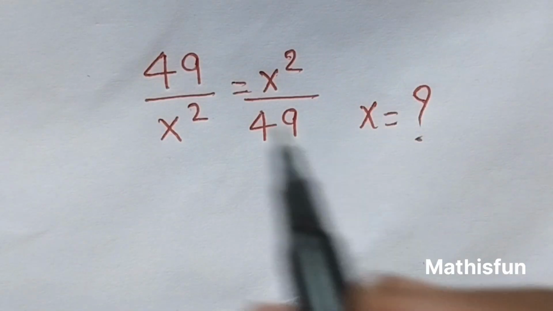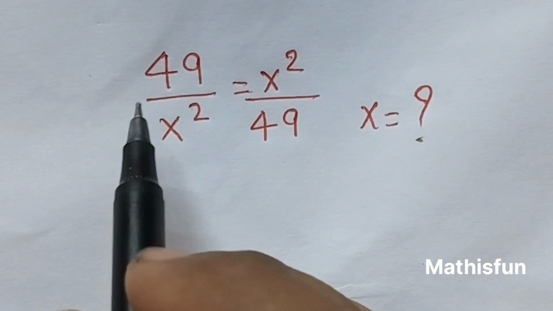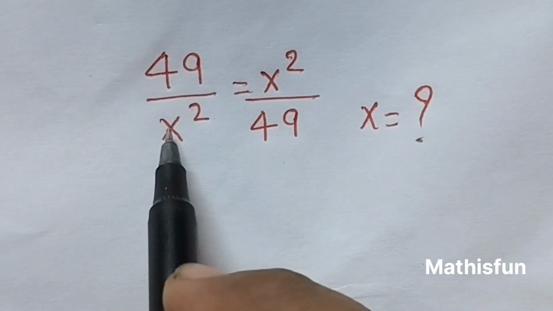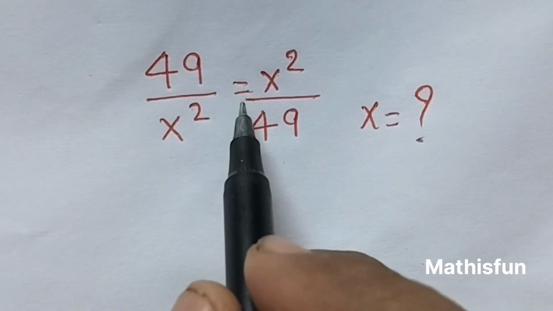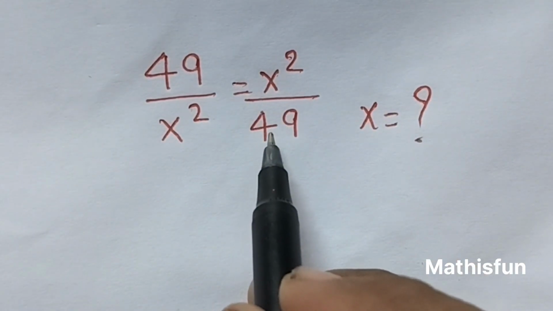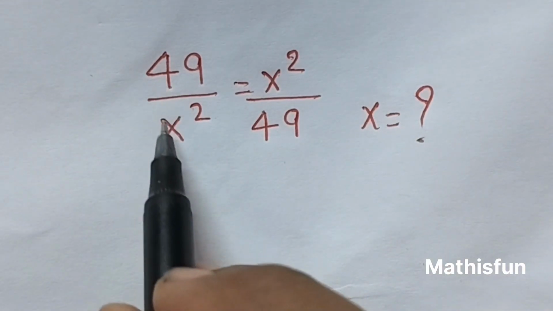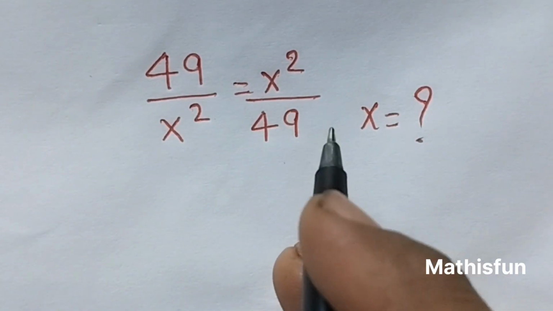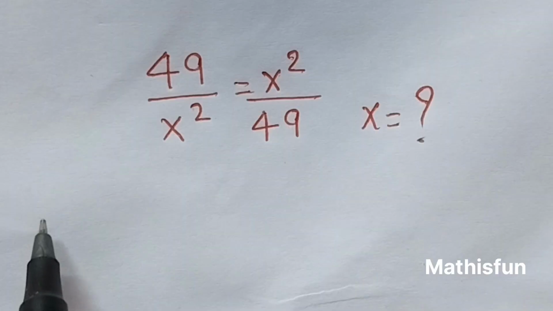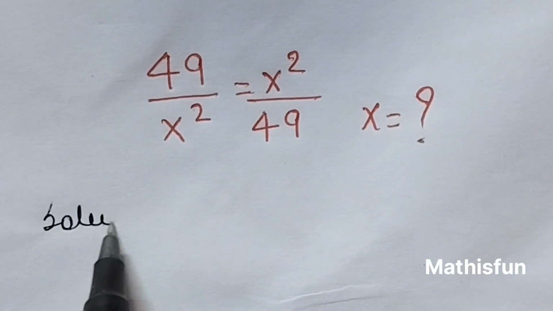Welcome, you all, to solve this nice equation, that is 49 over x square is equal to x square over 49. We have to find the value of x from this equation. So let's start our solution.